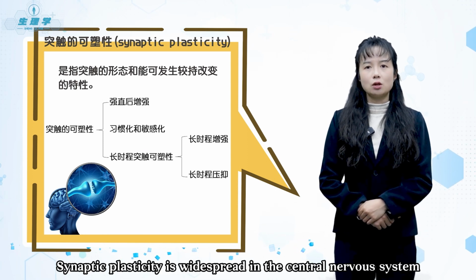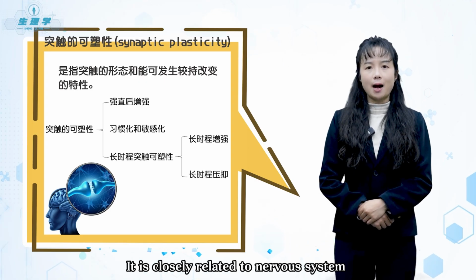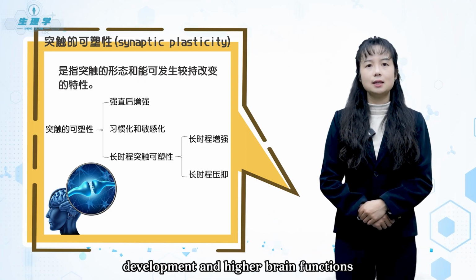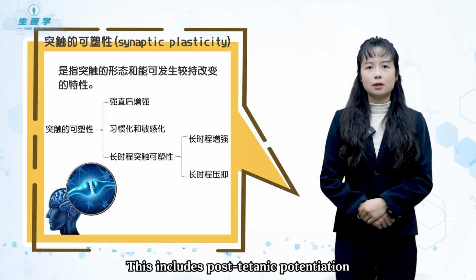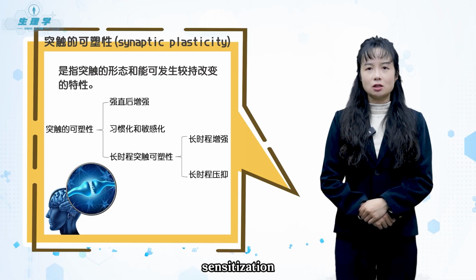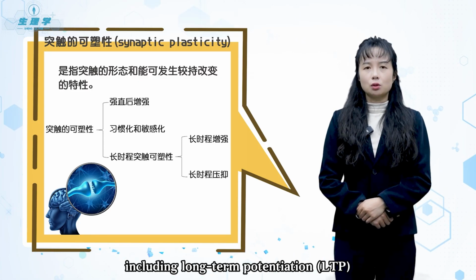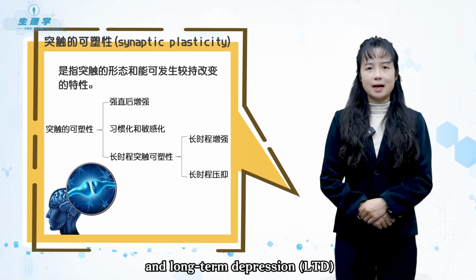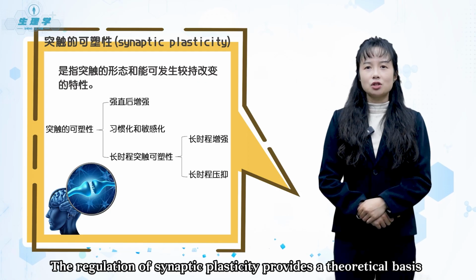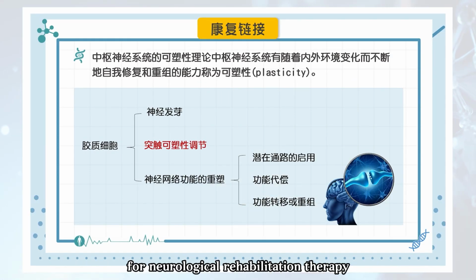Synaptic plasticity is widespread in the central nervous system. It is closely related to nervous system development and higher brain functions such as learning and memory. This includes post-tetanic potentiation, habituation, sensitization, and long-term synaptic plasticity, including long-term potentiation, LTP, and long-term depression, LTD. The regulation of synaptic plasticity provides a theoretical basis for neurological rehabilitation therapy.